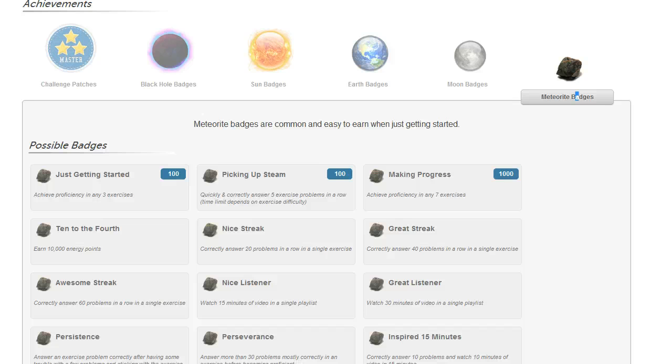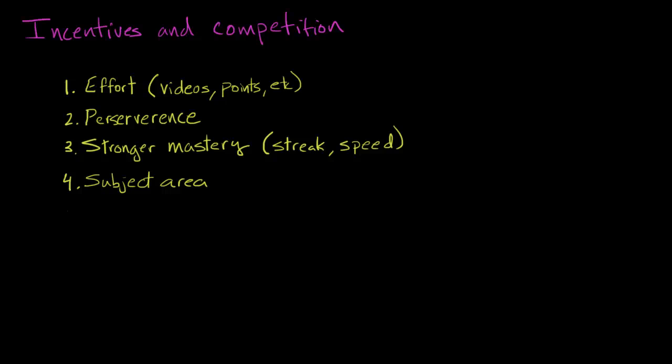But just to summarize the motivations for some of these badges, you can really distill it down to a few major categories. We give some badges for specific milestones on effort. So after you've watched a number of hours of videos on a playlist, or got 50,000 or 100,000 or 500,000 points, different milestones, we give some badges along that dimension.